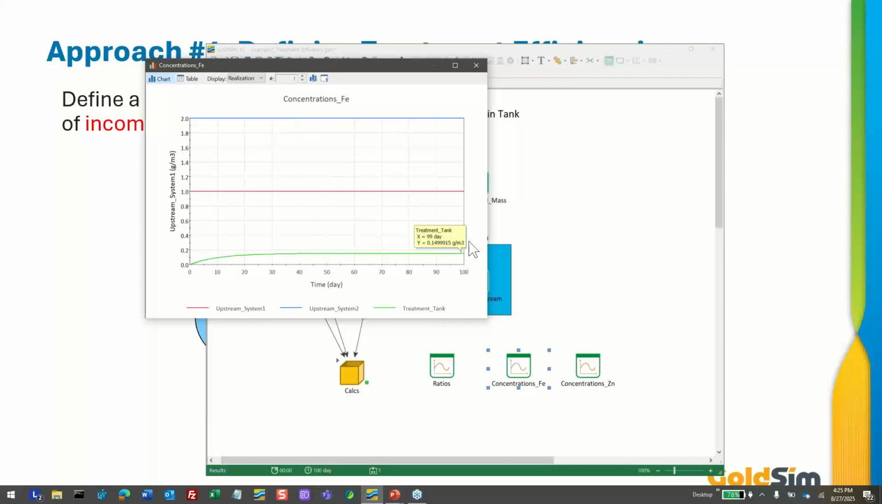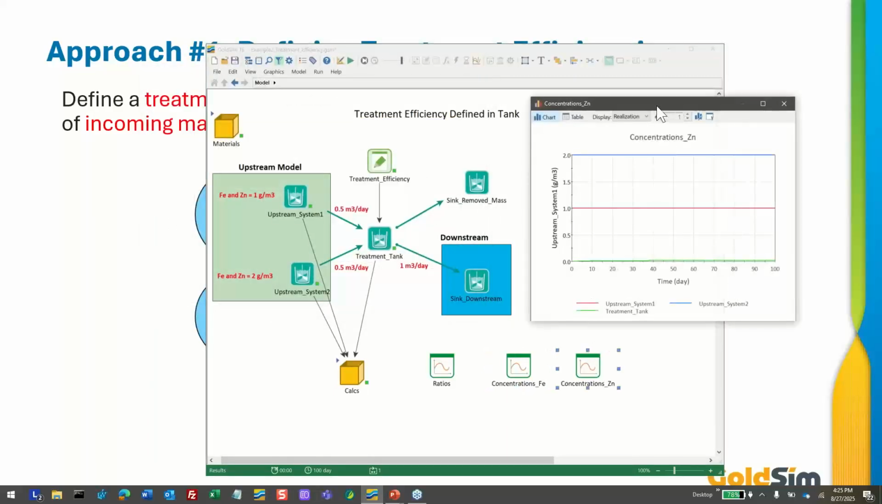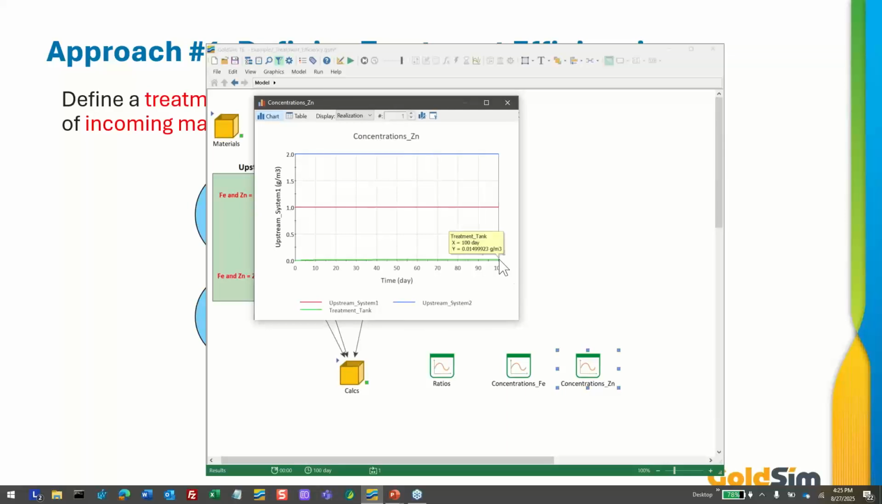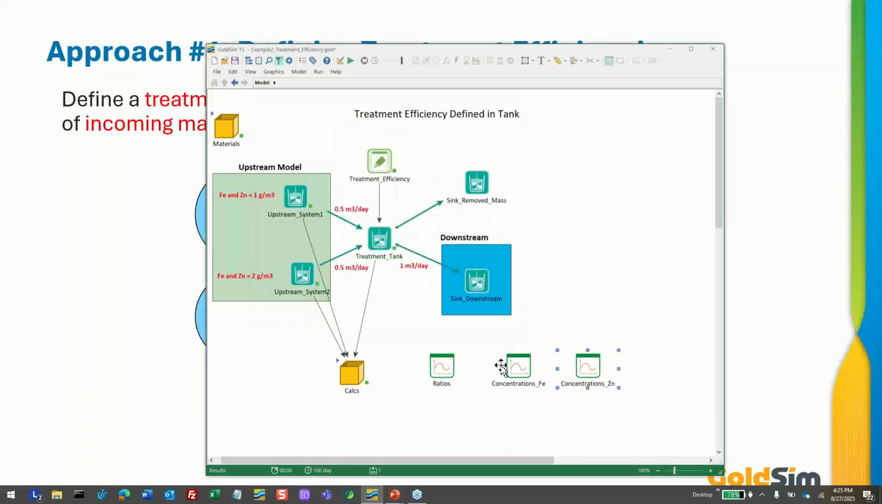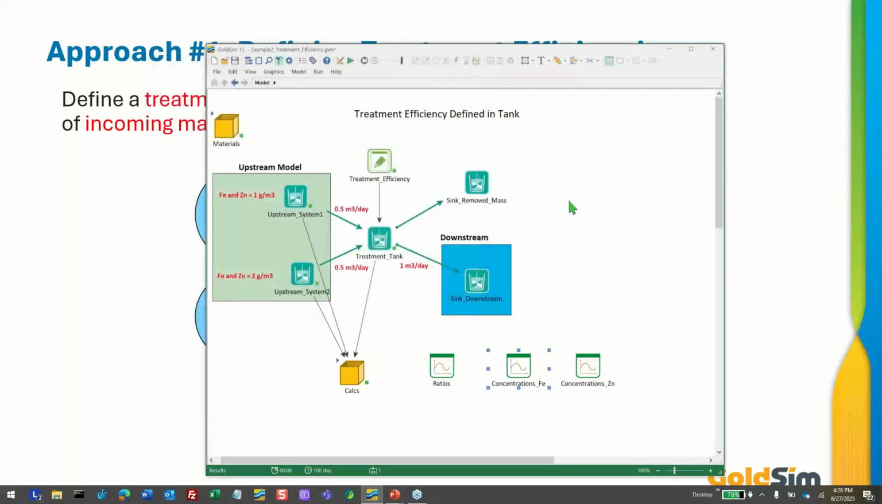If I look at the concentration of zinc, you can see here it's 0.015. We've removed 99% of the mass of the zinc, and so what's going downstream is only 1% of what was coming into the tank. What's going downstream of iron is 10% of what was coming into the tank. That's all we've done. A very simple representation of the treatment process.